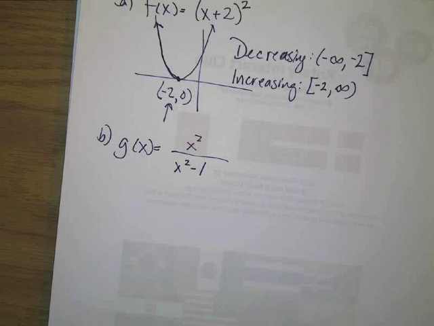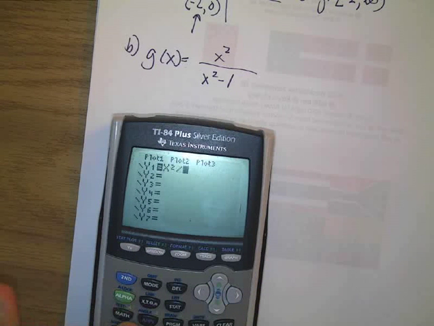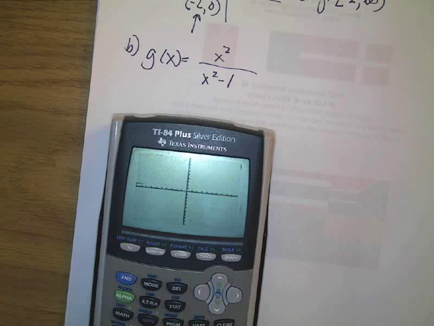Okay. Let's graph it. Does anybody know where we're going to have some problems and discontinuities? I'm going with 1 and -1. That's where the bottom would be 0, right? Yeah. So I expect some funkiness going on at 1 and -1. All right? Something's going to happen. So x squared divided by x squared minus 1. Whoa! There's some crazy funkiness going on in there, yeah?